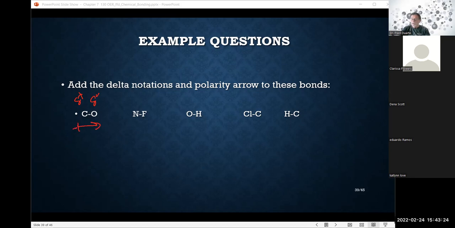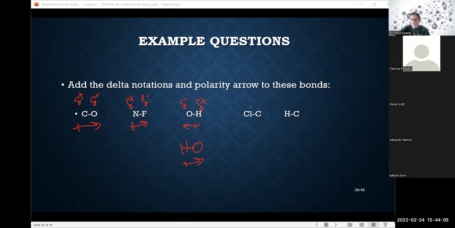Okay. Nitrogen and fluoride, no question here. Fluoride's the most electronegative. You don't have to look that up on the periodic table. And our arrow goes from left to right here in this scenario. Oxygen, as we did earlier, is a lot more electronegative than hydrogen. And so it has a partial negative, and hydrogen has a partial positive. Our arrow goes from right to left. You know, sometimes the way they write this, the arrow goes right to left or left to right. If they would have written in this direction, guess what? It goes from that direction, okay?